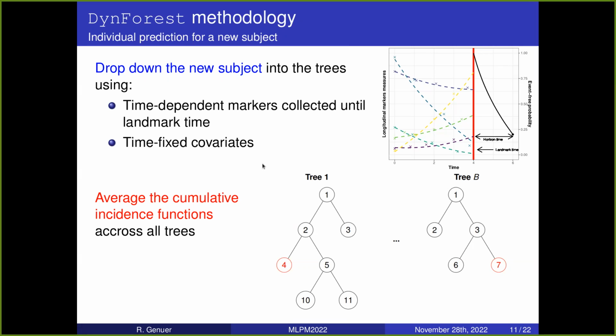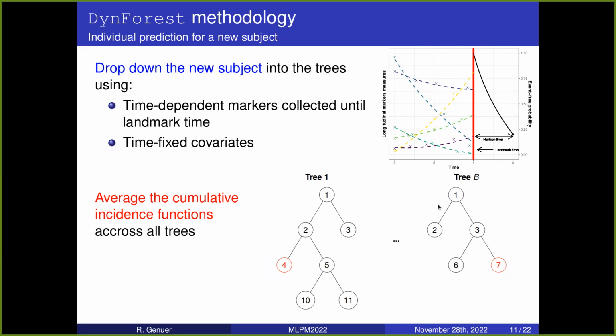You have already the time-fixed covariates, and then you can let the individual go down the tree, given its variables. So, for example, in the first tree, the individual always starts at the root. Let's say it goes to the left, then again to the left, and it falls down to leaf number 4 here. And attached to this leaf, you have the cumulative incidence function that we computed just before.